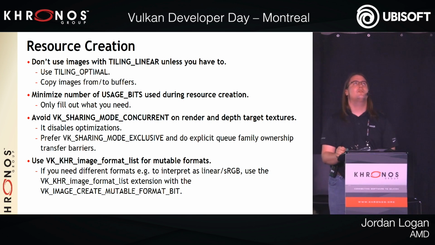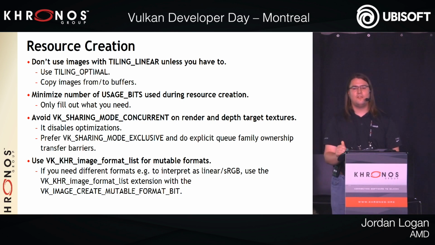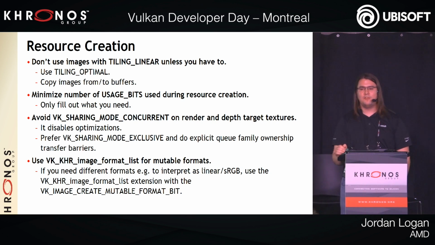So I'm going to go a little bit off topic from memory here and just talk about some resource creation. These are optimizations we typically tell people to do. First off is that tiling linear is very bad for performance, and instead you should always use the optimal tiling format. And when you're doing your copies to and from the image, you should always use the vkCmdCopyImageToBuffer and vice versa. I actually found that the code for doing those copies is much simpler than just using a tiling linear image for my staging buffers.